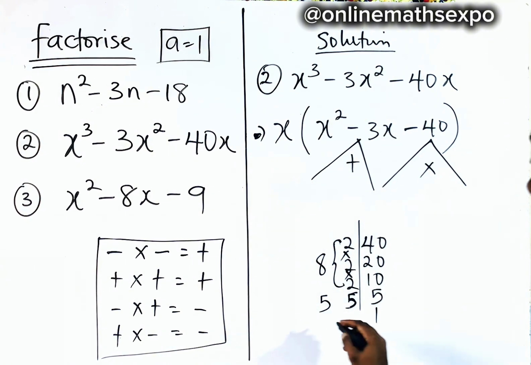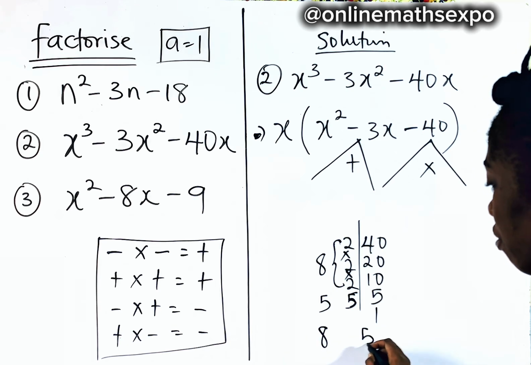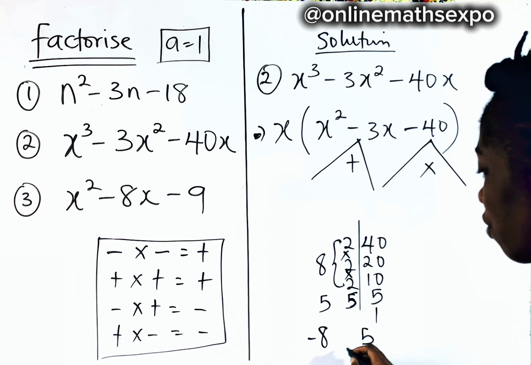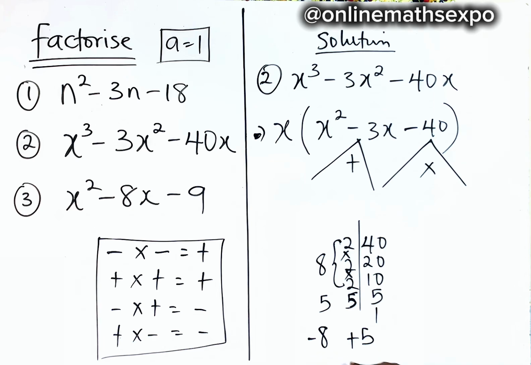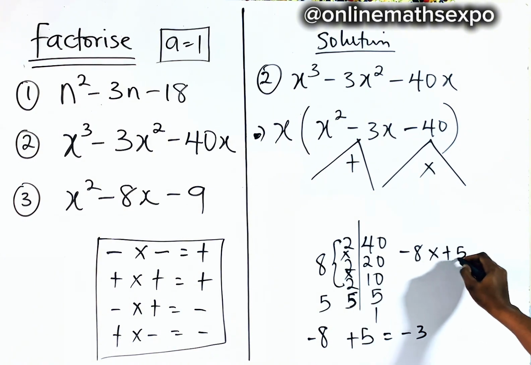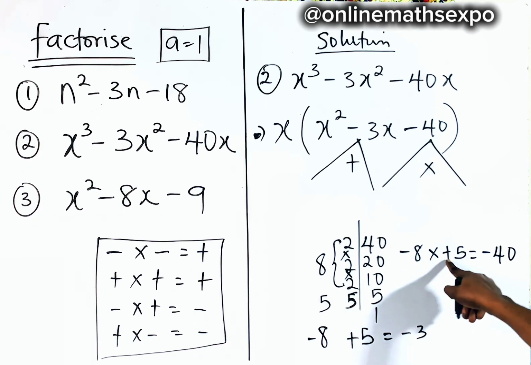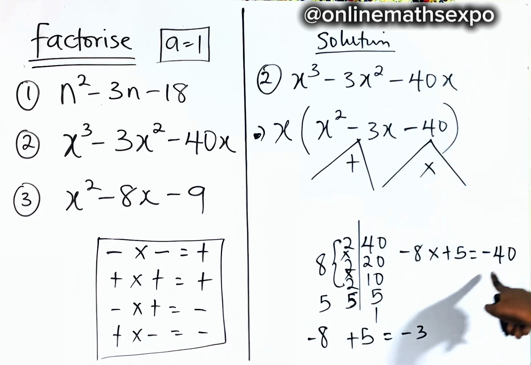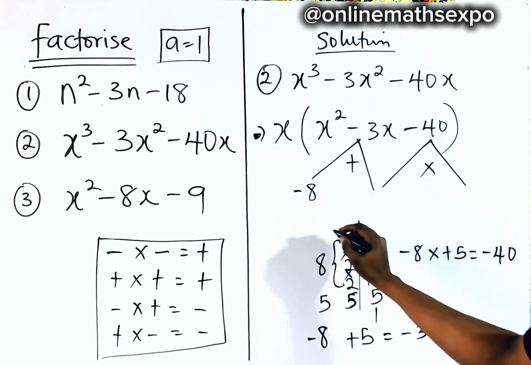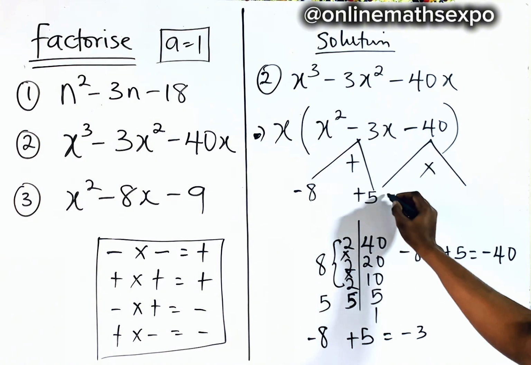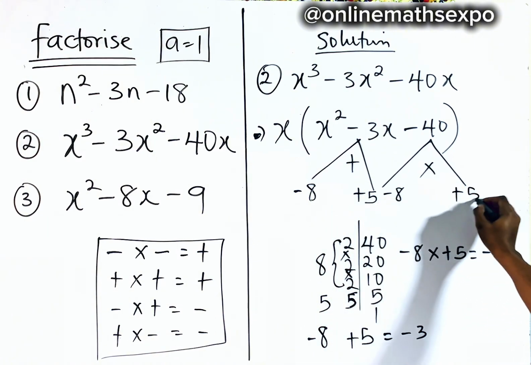How? I know that if I have 8 and 5, I can have negative 8 add 5, and this will give me negative 3. Now you also know that negative 8 multiplied by positive 5 gives you negative 40. Remember, negative and positive from what we have is negative. Did you see? And that is what we have here. So what does that show? The two numbers we need are negative 8 and positive 5.